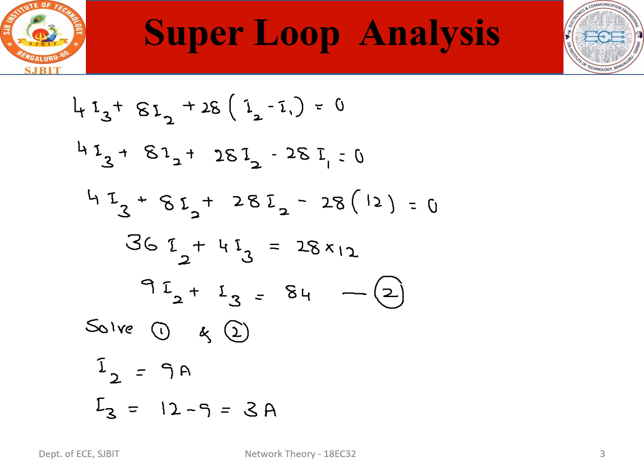So that is the current flowing through the 28 ohm resistor, that is equal to I1 minus I2. I1 minus I2. Okay. So that is equal to, I1 is 12 and I2 is 9. Therefore, this is 3 amps.